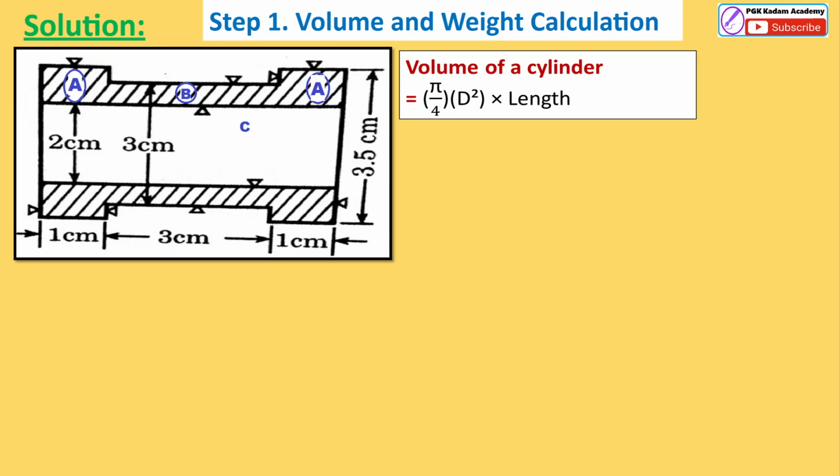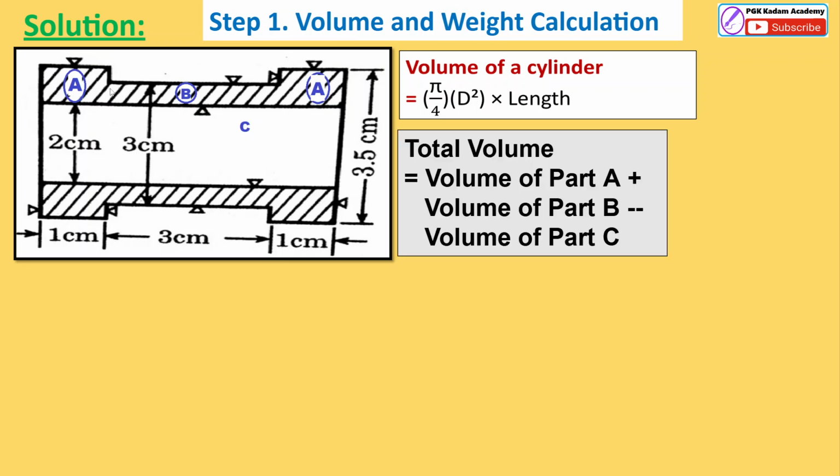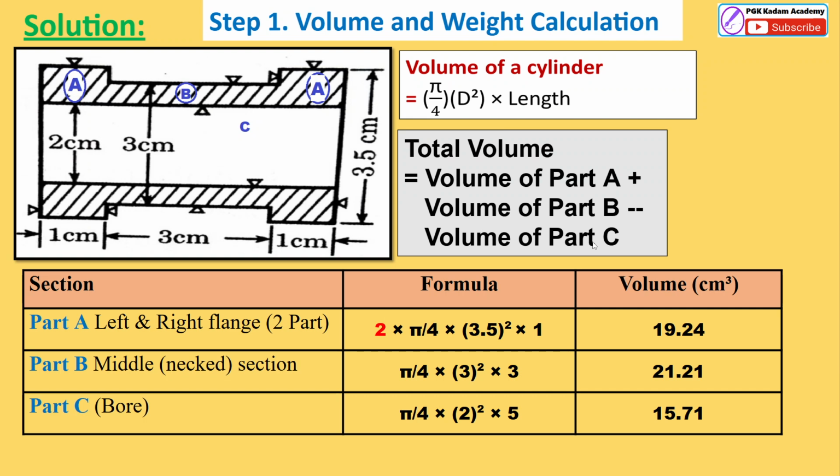We know the formula for the volume of a cylinder, pi by 4 d square into L. The total volume we have to find out is the volume of part A, volume of part B, and volume of part C. Here, A and B we have to add. As the bore is removed, that volume we have to deduct from the addition of A and B. So I have written volume of part A plus volume of part B minus volume of part C, in tabular form.